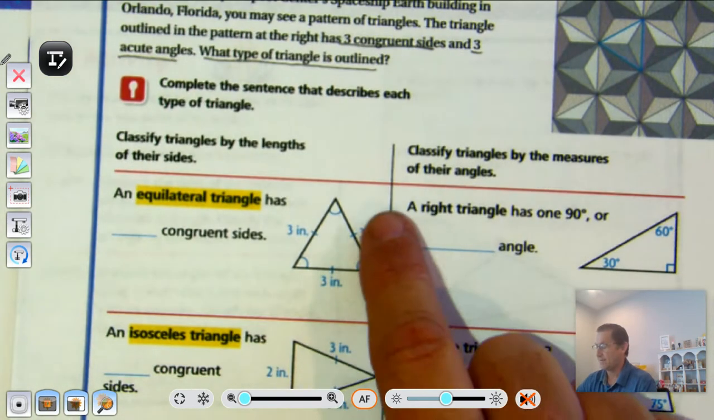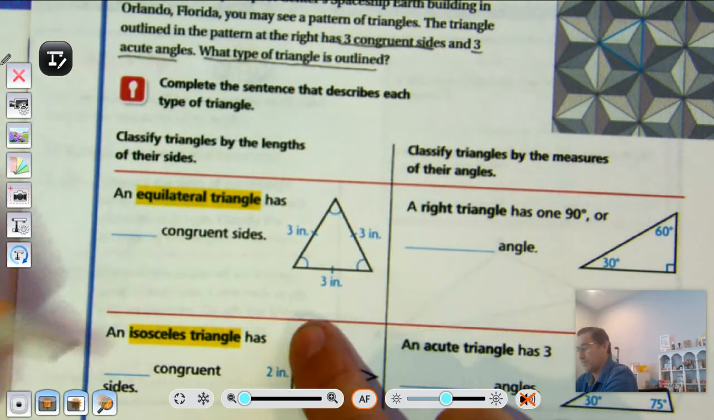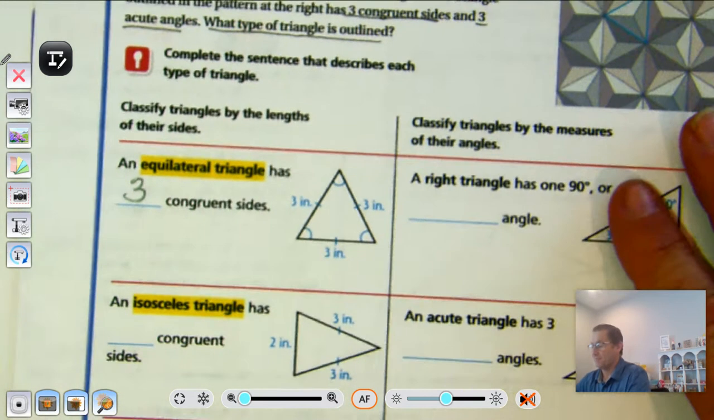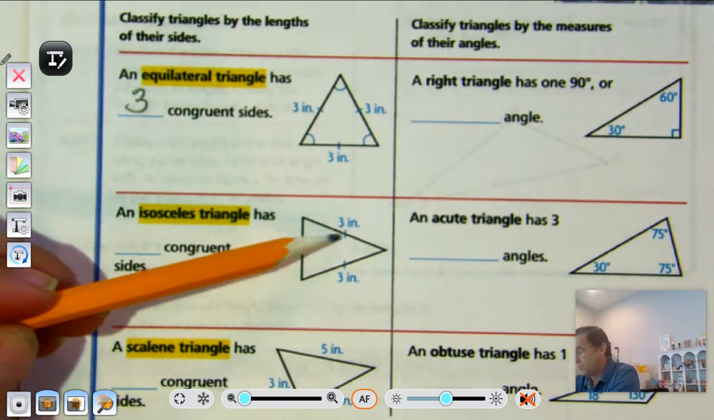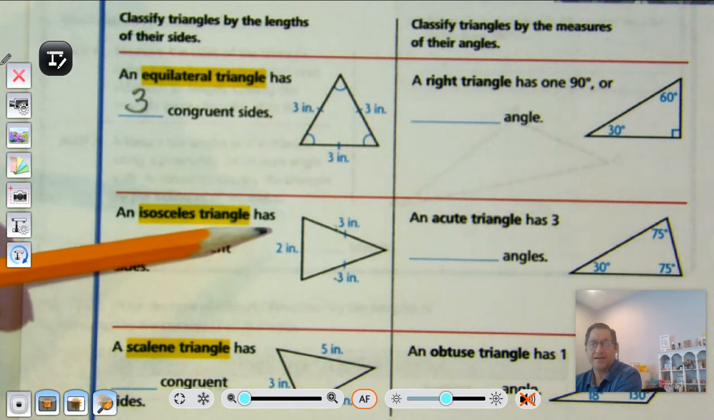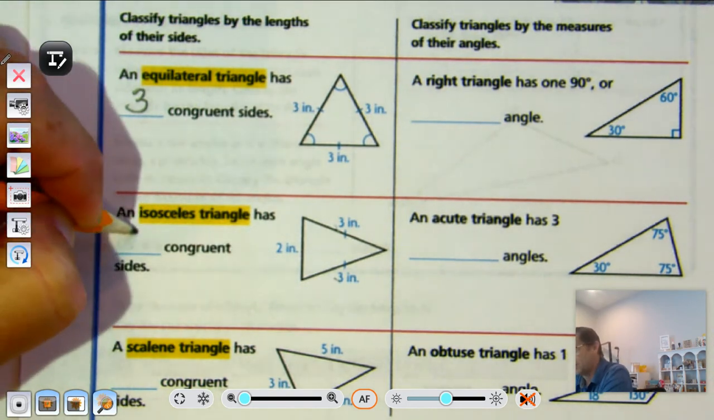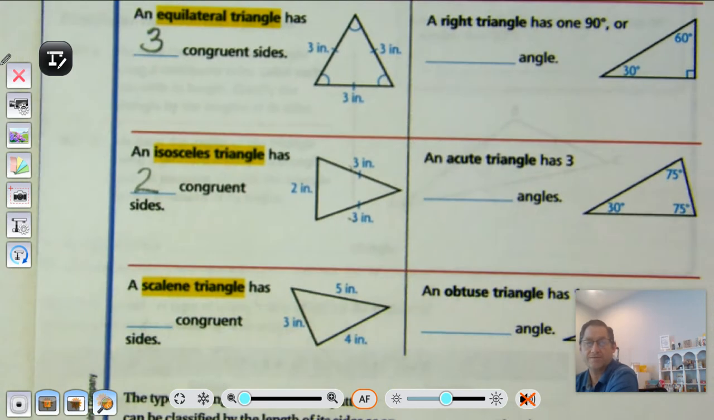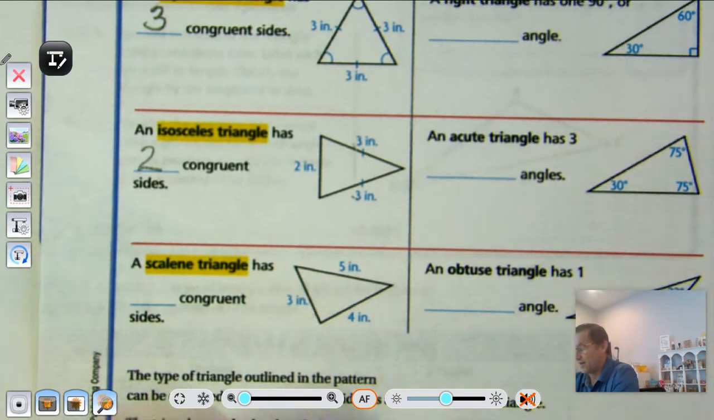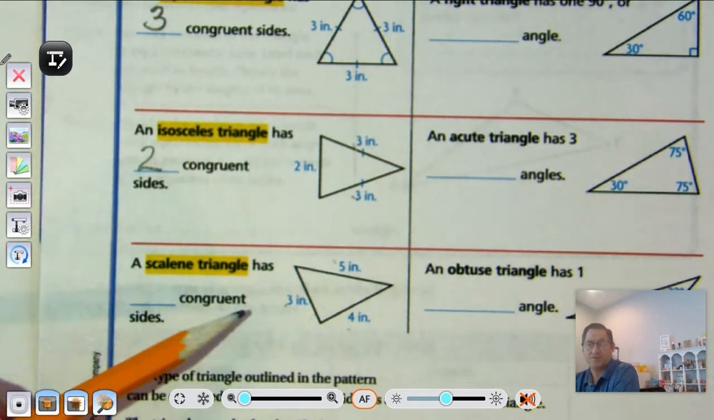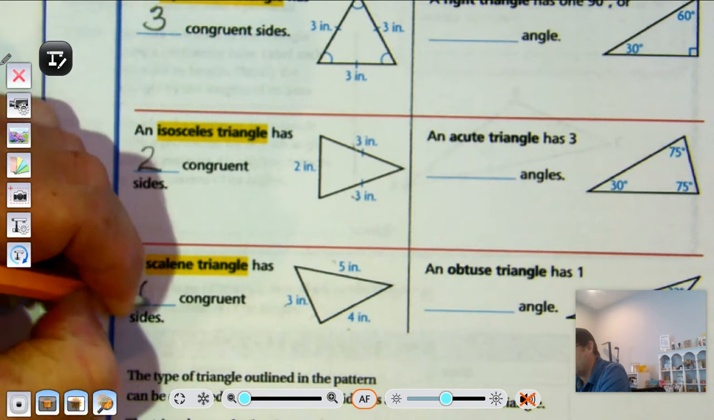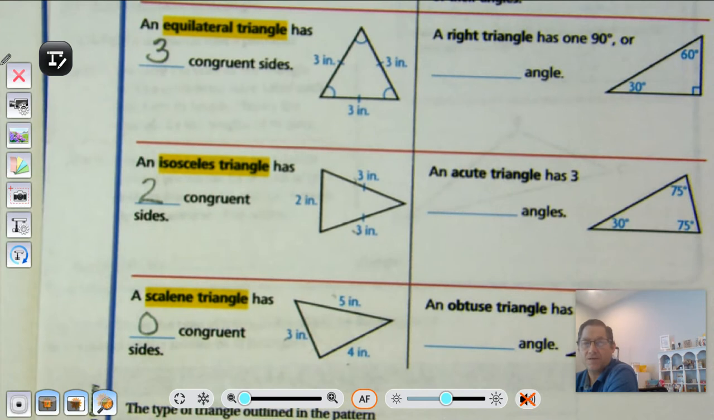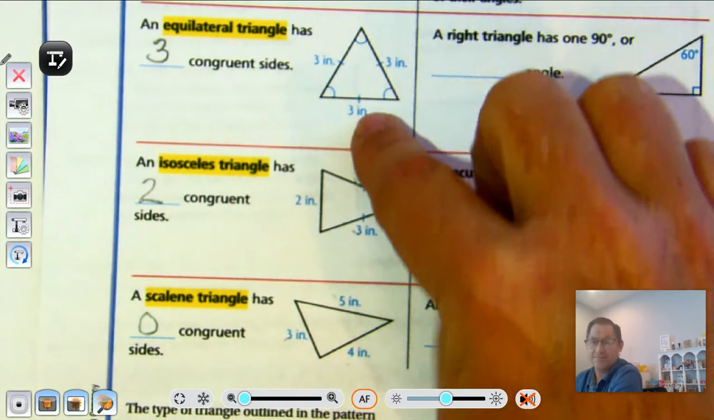Let's look at classifying the triangle by the lengths of its sides. Recall that if all the sides are equal, we call that an equilateral triangle. If 2 of the sides are congruent and the third side isn't, we call that an isosceles triangle. So there are 2 congruent sides in an isosceles triangle. And in a scalene triangle, none of the sides are congruent. They all have different measures. So we would say 0. So those are the 3 different ways we can name a triangle by its sides.